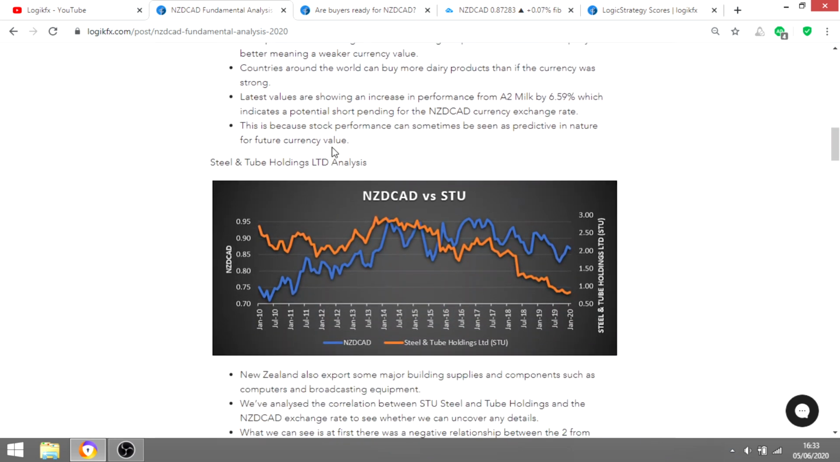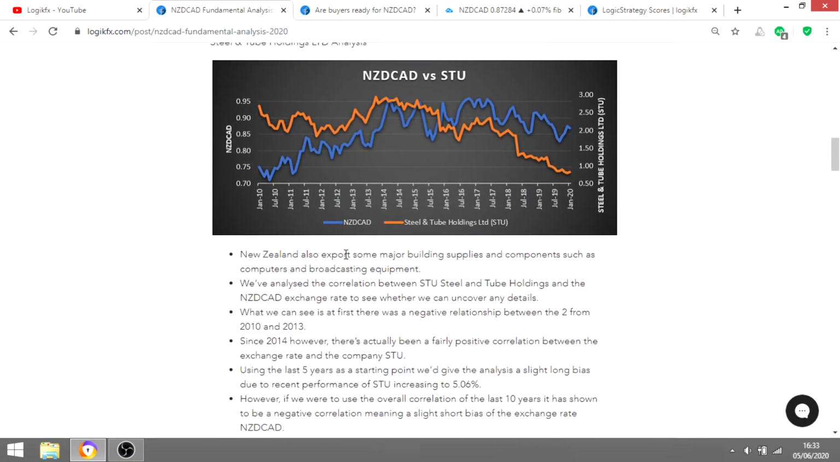Next one is the Steel Tube Holdings Ltd analysis, and this is because New Zealand also exports some major building supplies and components such as computers and broadcasting equipment. So we've analysed the correlation between these two, and there was actually a negative relationship between the two from 2010 to 2013. As one was going up, the other was going down.